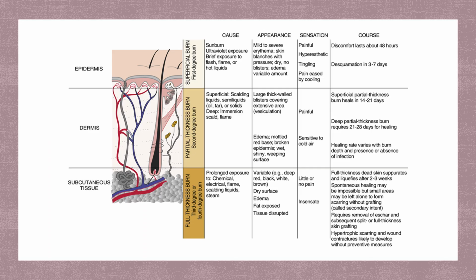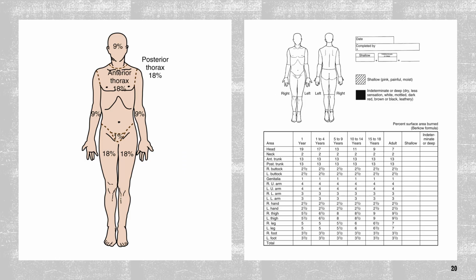Here you can see a graph that depicts the superficial burn or first degree burn, causes, appearance, sensation, and course. Partial thickness burns or second degree burns, full thickness burns or third degree burns. Here is a document showing the rule of nines. The purpose is to assess burn extent and fluid resuscitation needs.